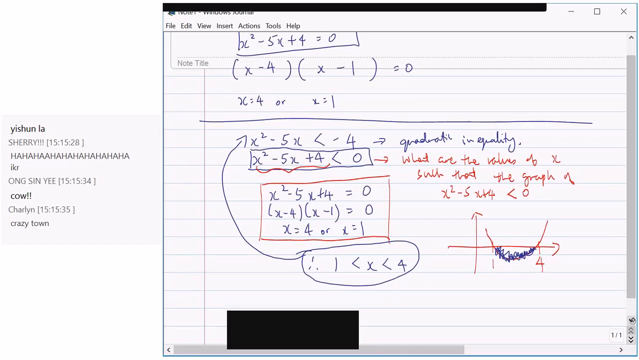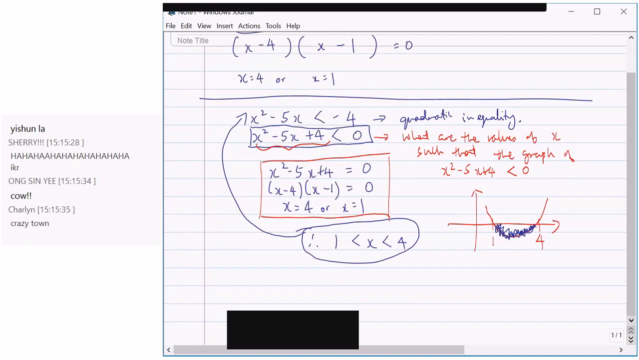Now let's say the question wants to be difficult on you and they say, okay, after finding the answer to the inequality, can you represent the answer on a number line? I'm going to show you how to represent the answer on a number line. So remember my answer is x is between 1 to 4. So let's represent this on a number line.